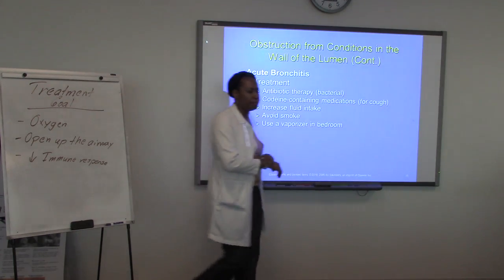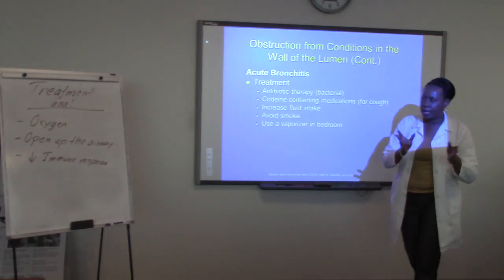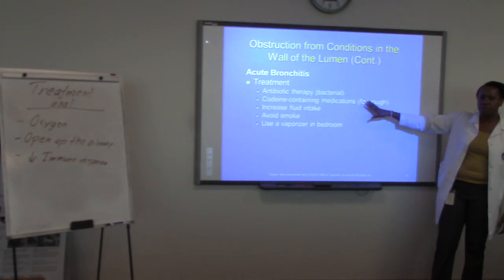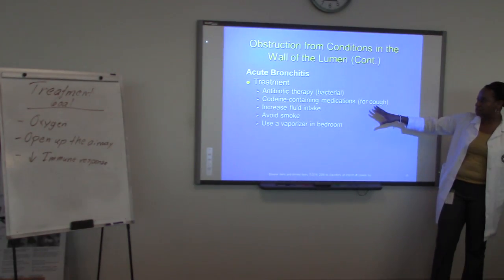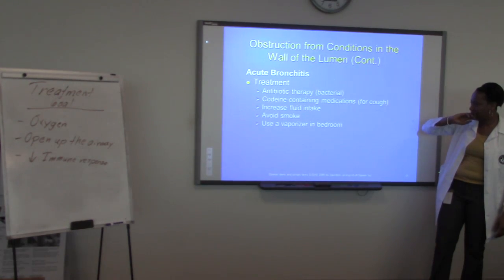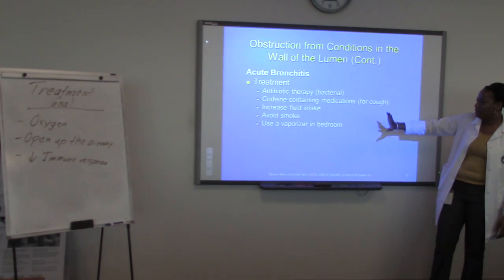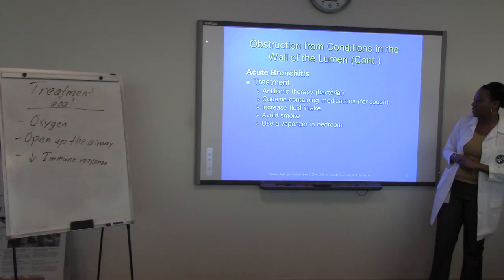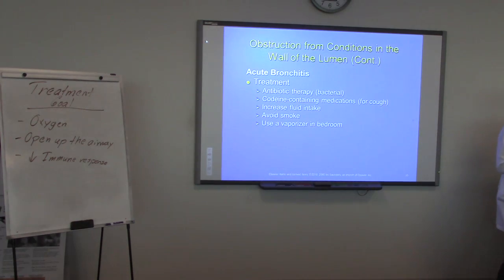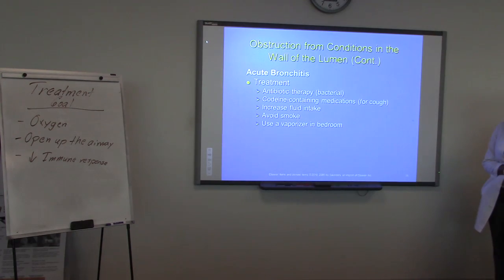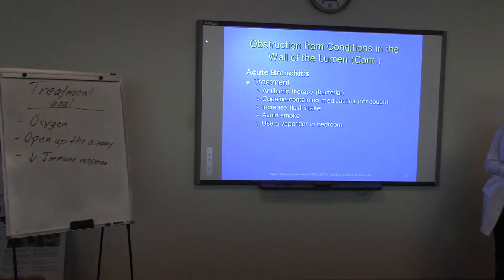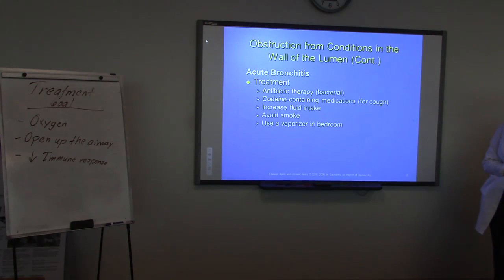Treatment, if it is bacterial, antibiotics. Cough medicines, cough syrups can help. Fluids, avoid the smoke and whatever's the irritant, and a vaporizer. So some people don't want to hear that, but just go home and rest and drink some fluids. And that's it for acute bronchitis if it is viral. If it's bacterial, then they'll give them antibiotics on top of everything else.